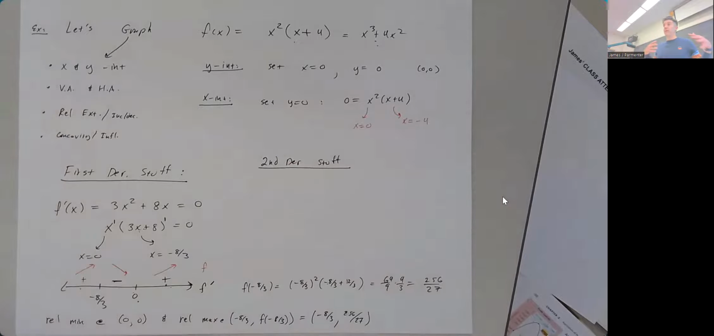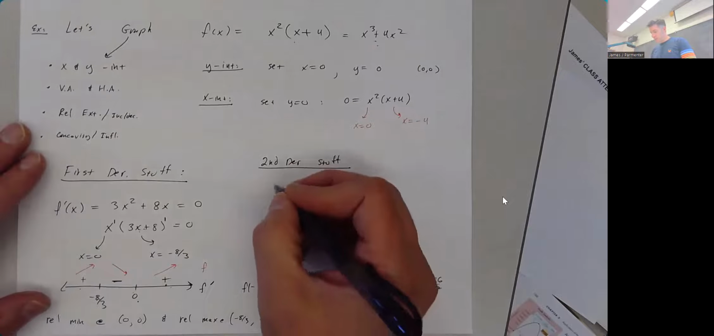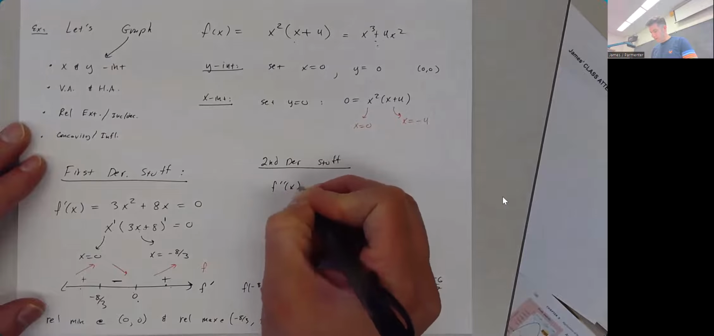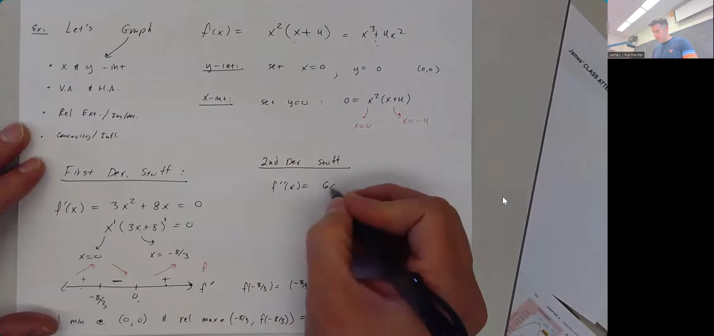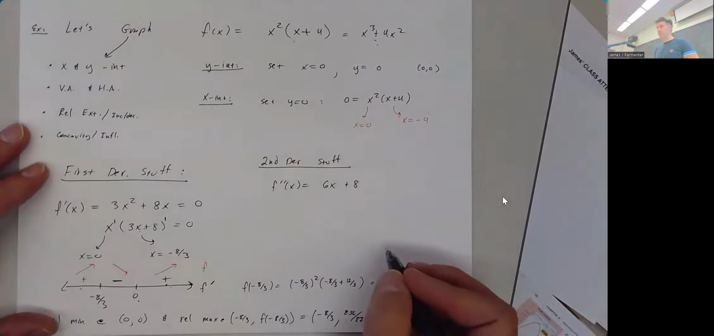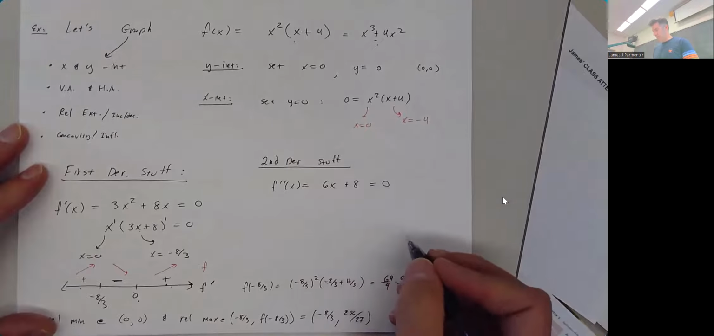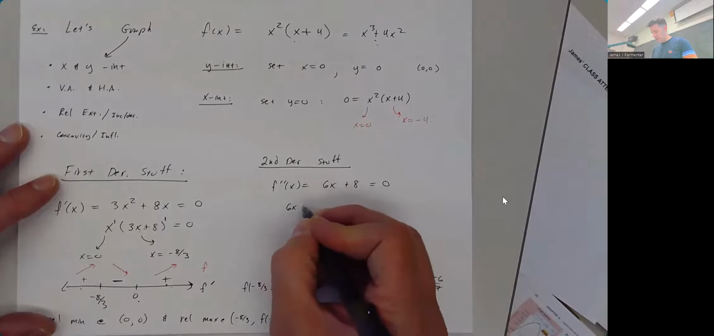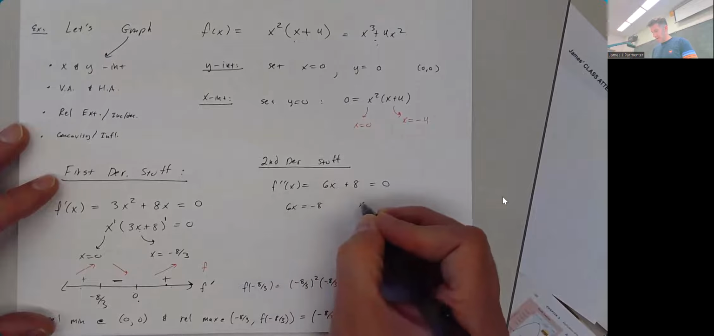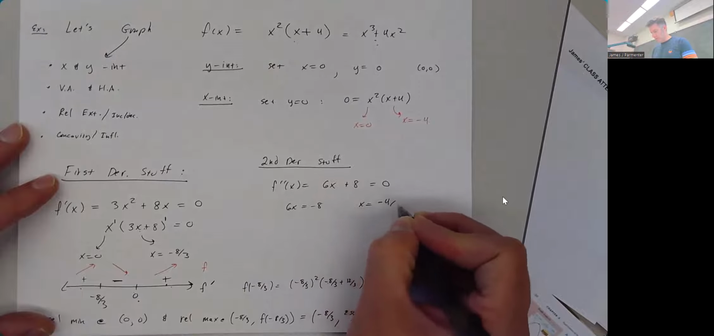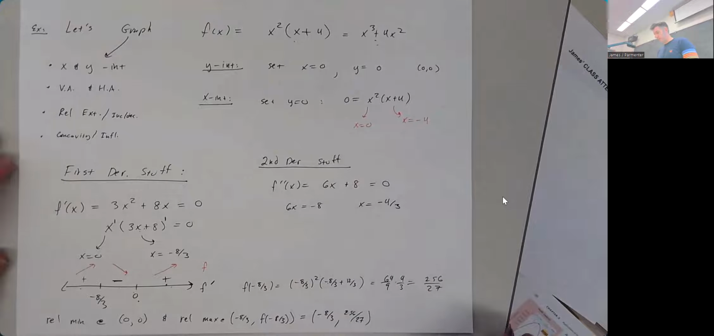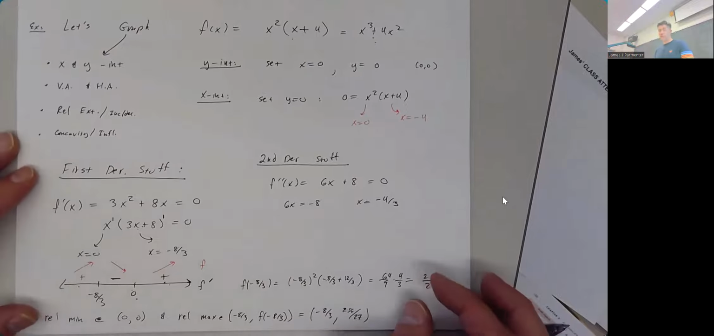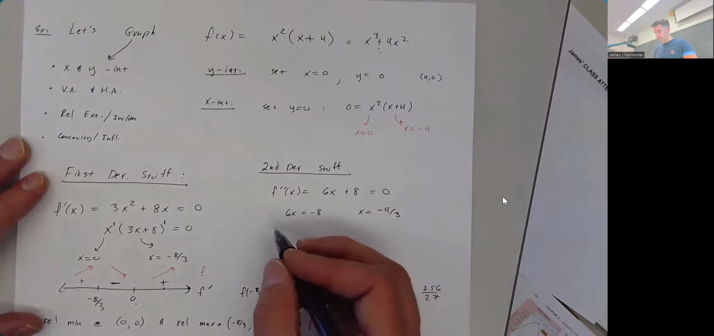So to find the second derivative stuff, we're going to take the second derivative and set it equal to 0. Our second derivative is going to be 6x plus 8. We set that equal to 0. We're going to get 6x equal to -8, x equal to -4/3, or -8/6. And that's our only critical point for the second derivative.